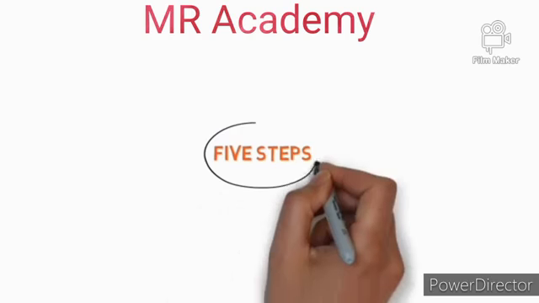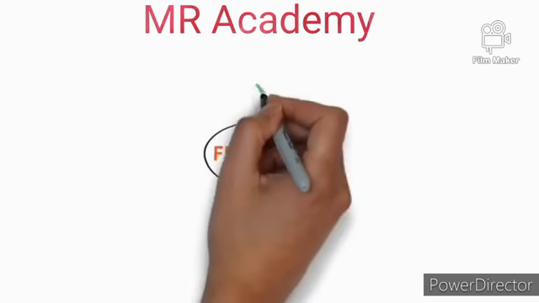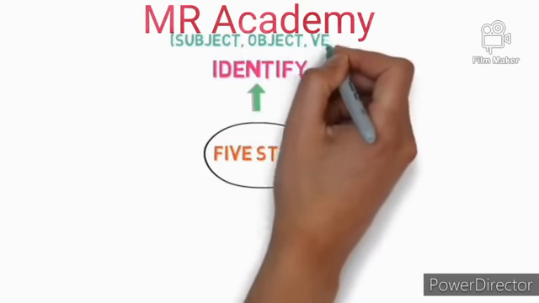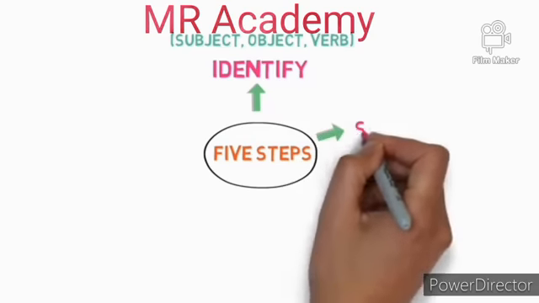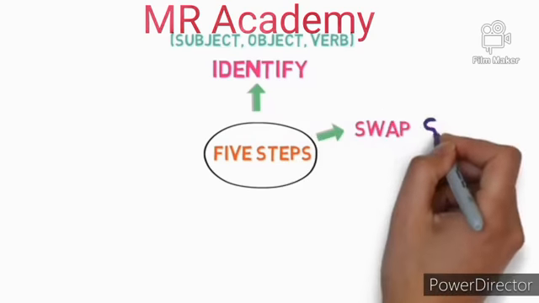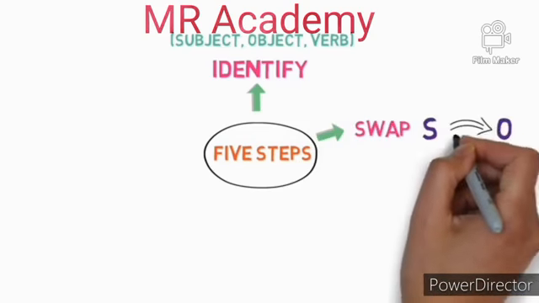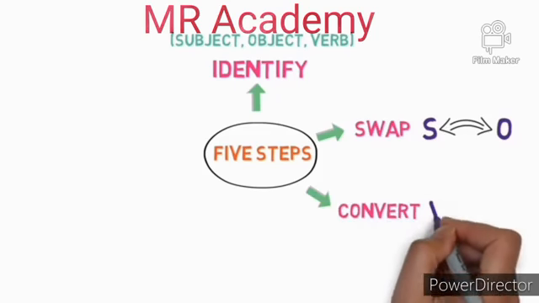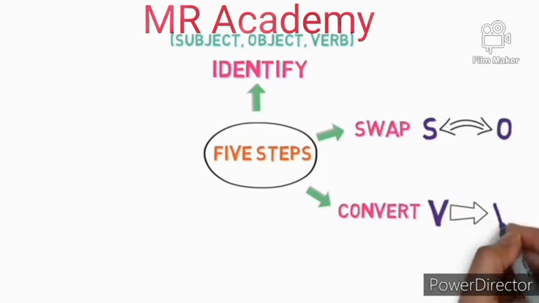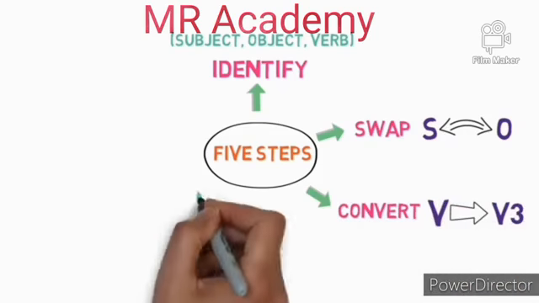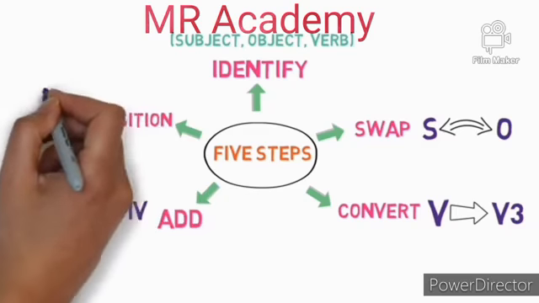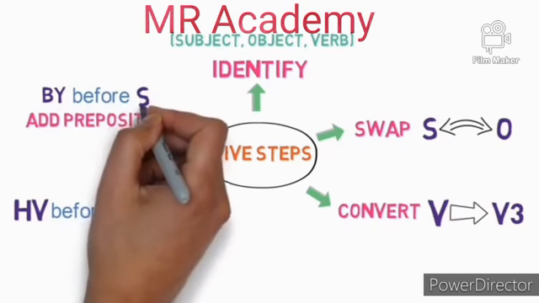The first step is you have to identify the subject, object and the verb. Second one is swapping. Swap the subject with the object and the object with the subject. Third, convert the main verb to past participle form, that is V3 form. Next, add the proper helping verb before the main verb. Finally, add the preposition by before the subject.